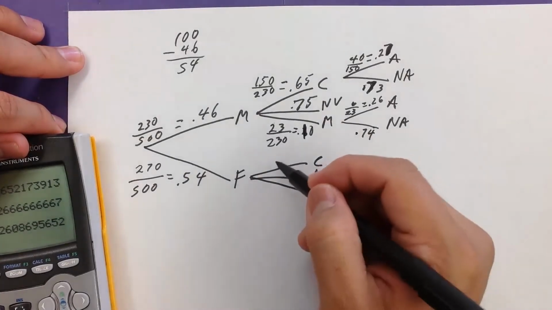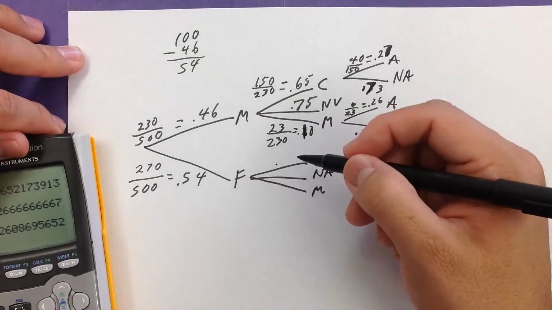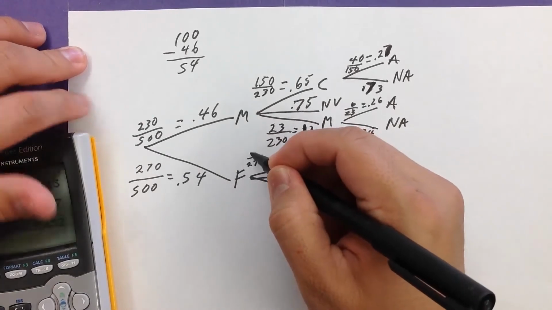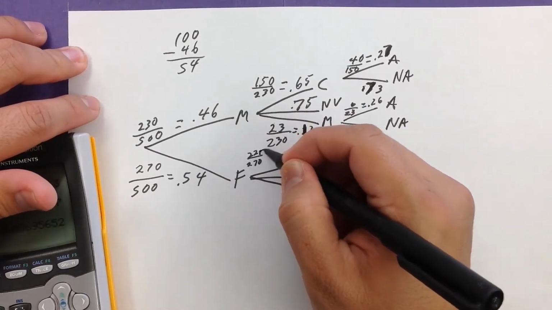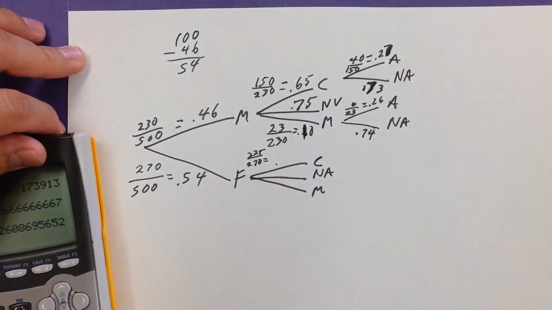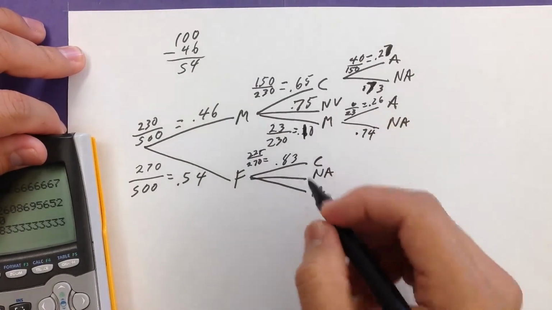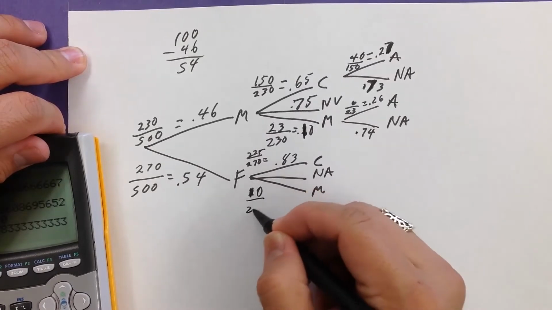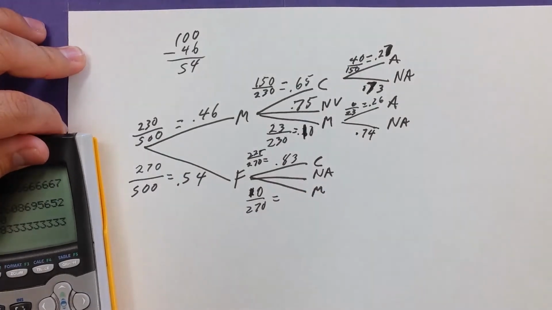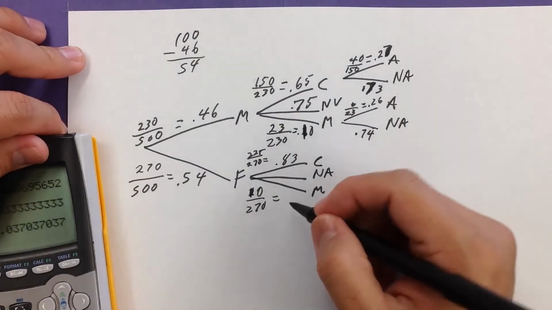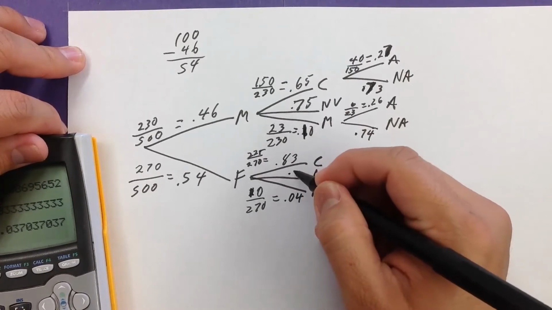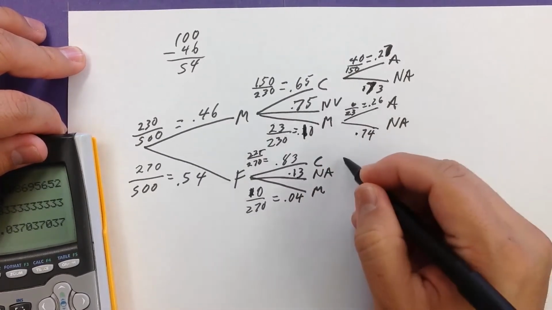Okay, now we have 270 females, 225 of them have a car. So 225 divided by 270, I think that was 83, so it's 0.83. Same thing for the other. This is going to be 10 out of 270. Well, that's going to be 10 divided by 270. That's a very low number, so that's like 0.04. Finally, add these two together, and subtract that from 100, that's 0.13.